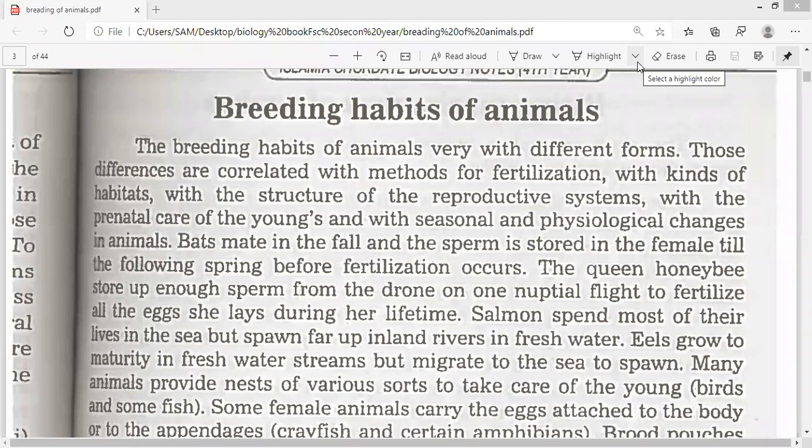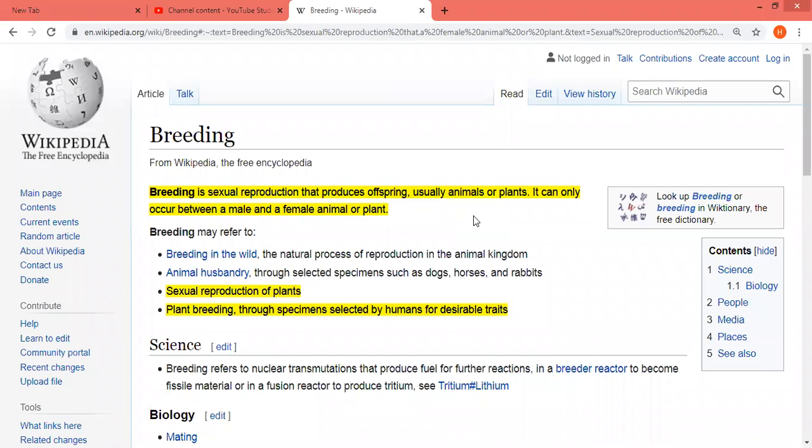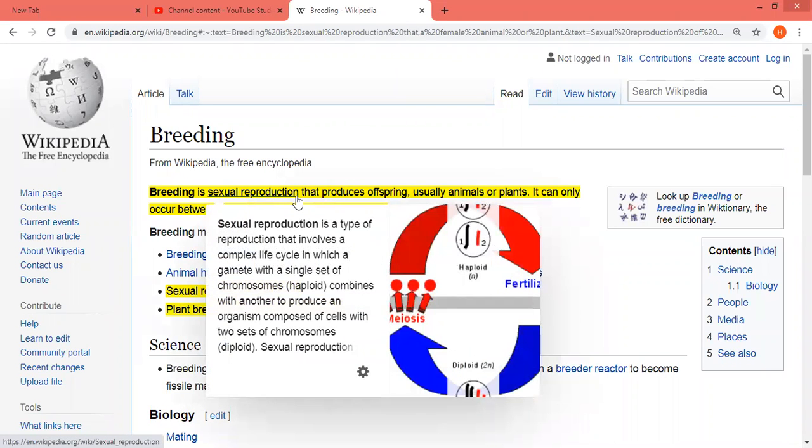We were discussing the breeding habits of animals. First of all, I would like to define breeding. What is breeding? Now, as you can see on this Wikipedia website, breeding is sexual reproduction.